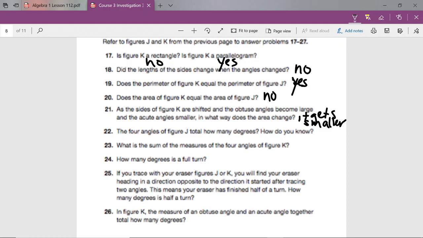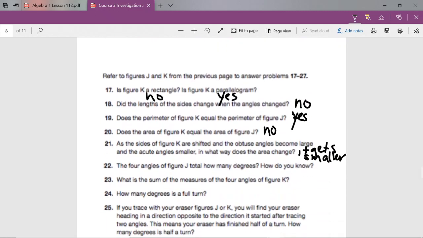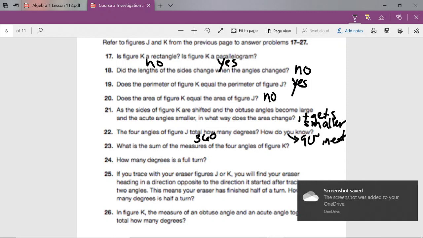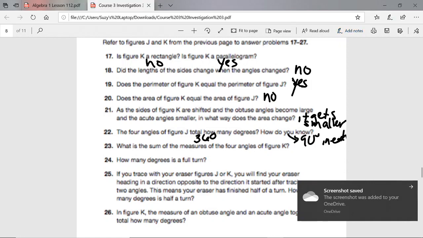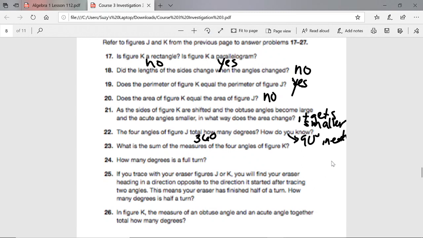So 22, the four angles of figure J total how many degrees? So figure J right here, we have a rectangle with 90-degree angles, so all of those together would of course be 360. And how do we know? This is a rectangle, so 90 degrees in each. Sorry about that. Okay, all right, we're still all good here.